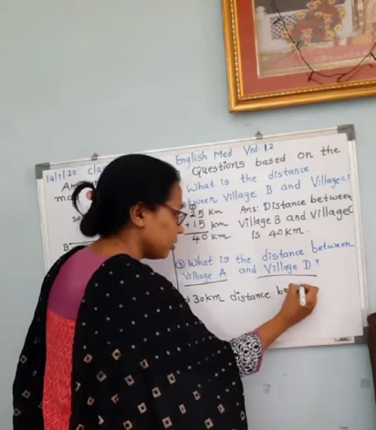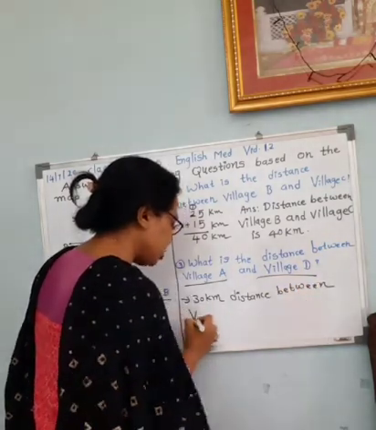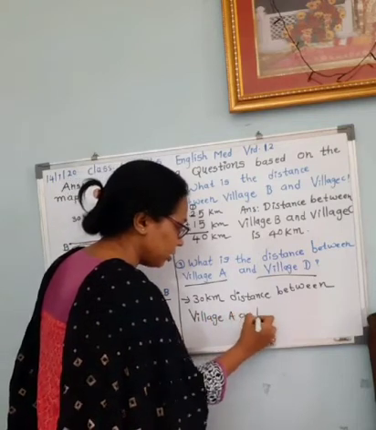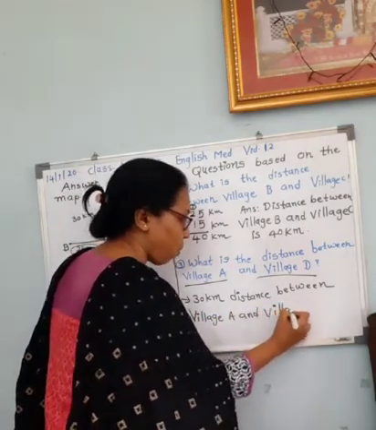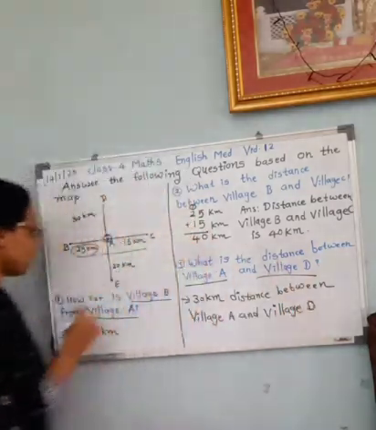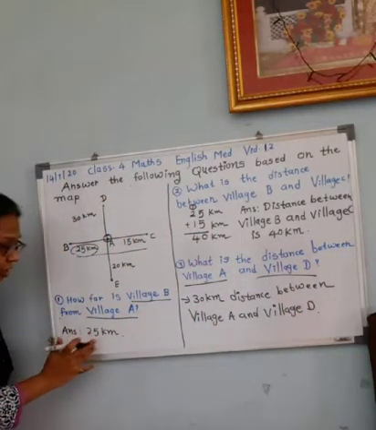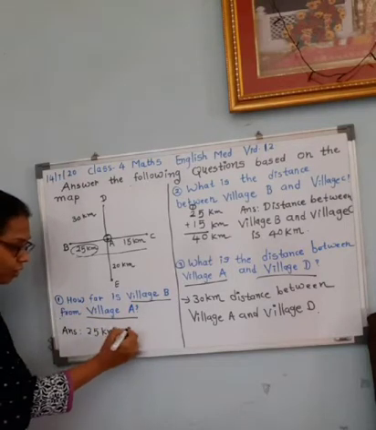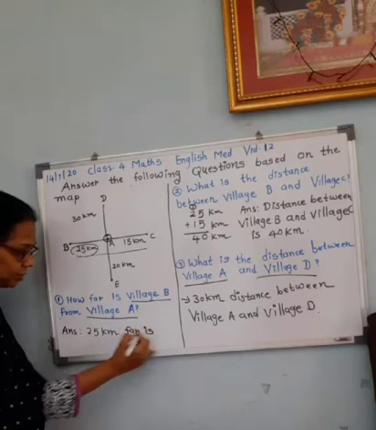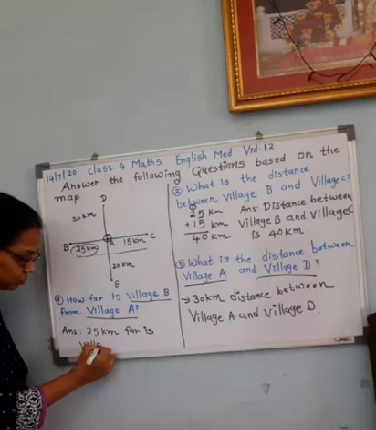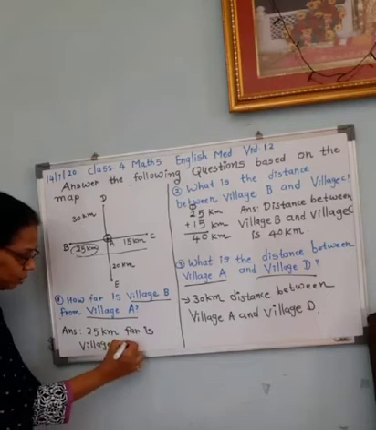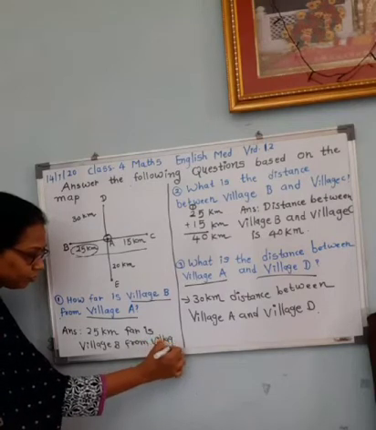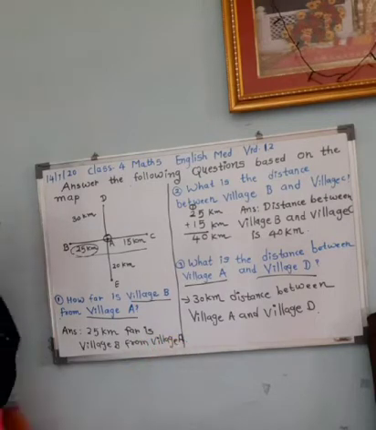between village A and village D. Here also you can write in the full sentence, 25 kilometer. How far is village B from village E? Understood? Okay.